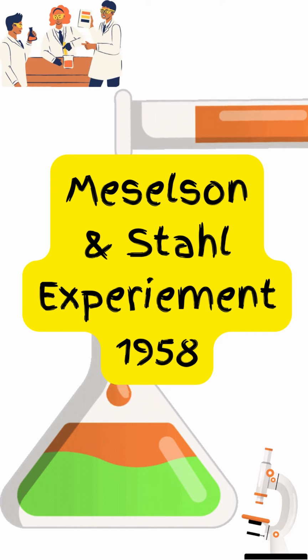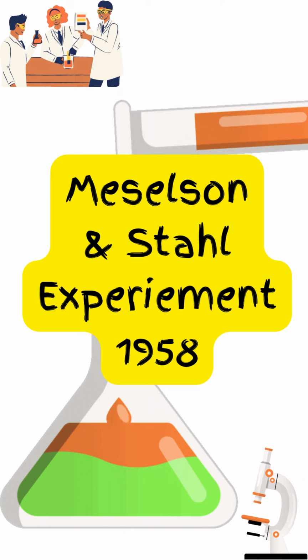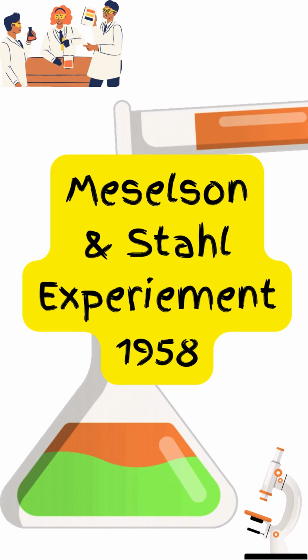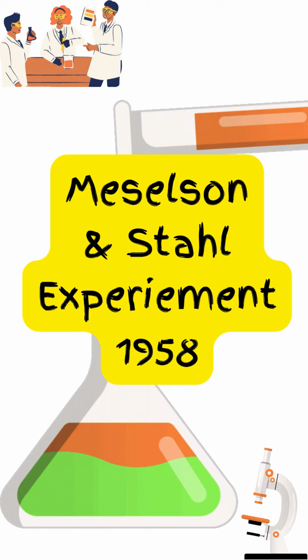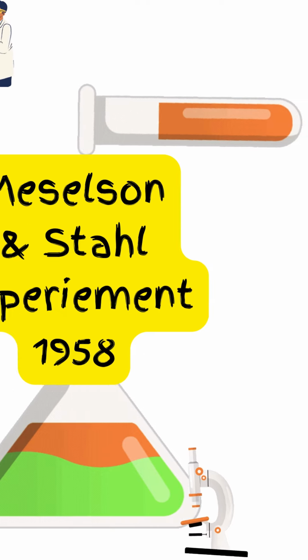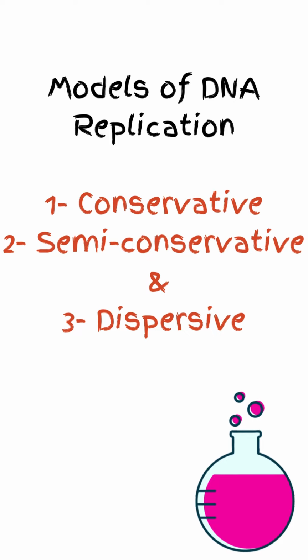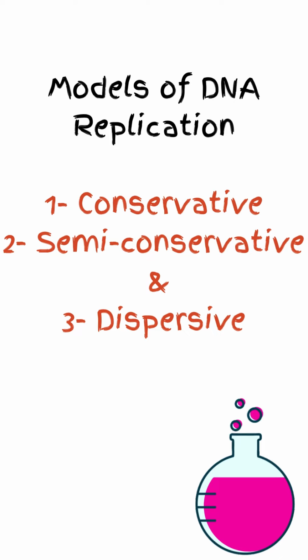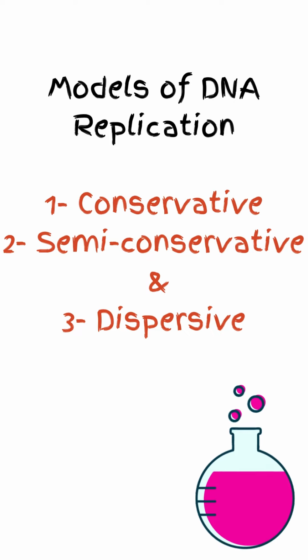In this short video, we are going to learn a very famous experiment in molecular biology, the Meselson and Stahl Experiment. This experiment proved how DNA actually replicates by the semi-conservative model. The question is why they did the experiment. Scientists had three ideas about DNA replication: conservative, semi-conservative, and dispersive. But Meselson and Stahl wanted to find out which one is correct.